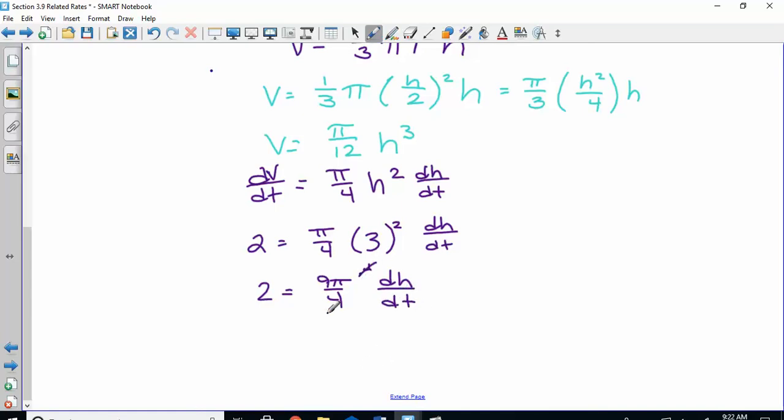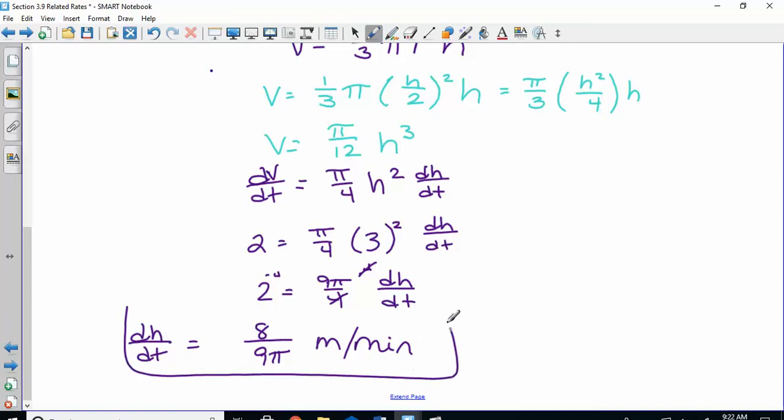So if I want to solve for dh dt, we could multiply the 4 over. That gives us an 8 divided by the 9 pi. What would the units be? Height was measured in meters, per t. Time was measured in minutes. At that particular instant, the height was changing at a rate of 8/9 pi.